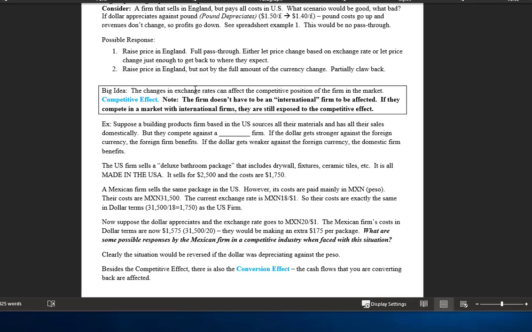All right, let's look at the big idea here. The changes in exchange rates can affect the competitive position of the firm in the market, so that's the competitive effect. And then we have this little note here: the firm doesn't have to be an international firm, and this is really important. It doesn't have to be an international firm to be affected. If you compete in a market where there are international firms, then you are still exposed to the competitive effect of these exchange rate changes. And we're going to look at some examples now.